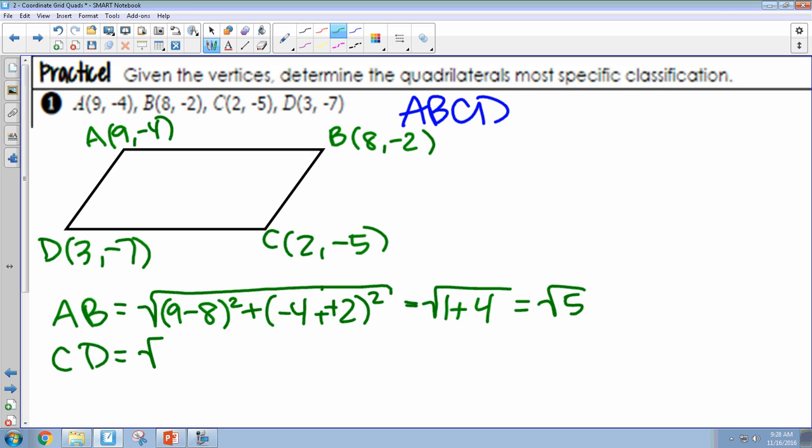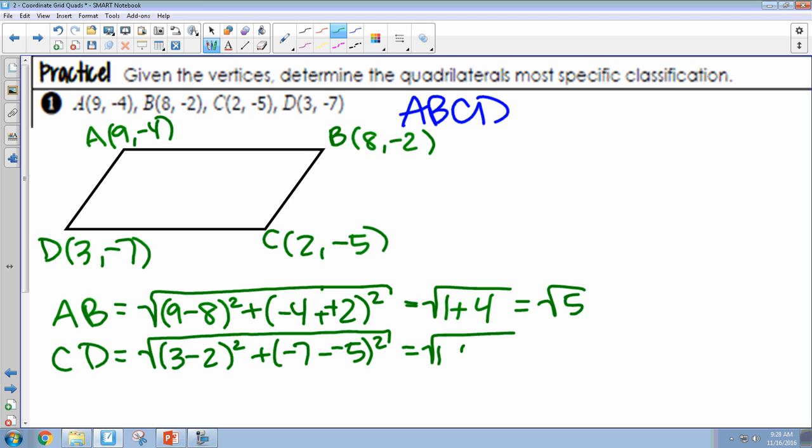CD, we're going to do the same way. The square root of (3 minus 2) squared plus (-7 minus -5) squared gives me 1 plus 4, which is the square root of 5. My opposite sides should always be congruent in all four shapes you're doing, so please pay attention to that. If you don't get opposite sides congruent, you most likely made a mistake. I am not going to give you things right now that do not have one of the properties.